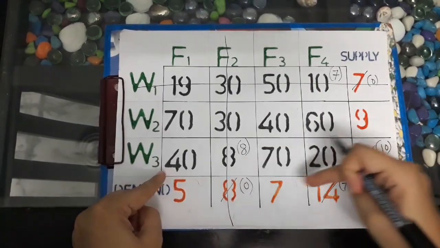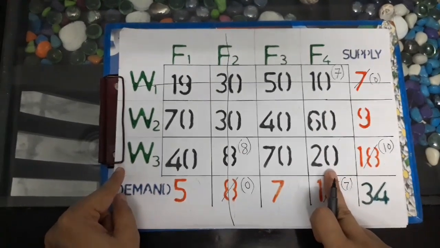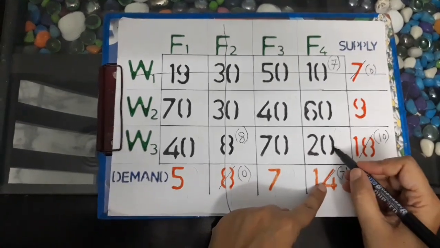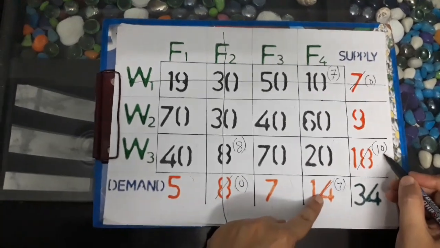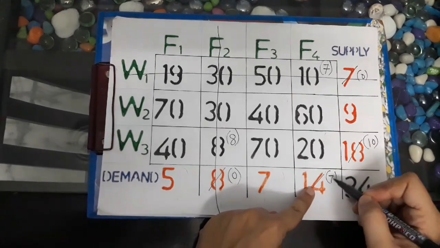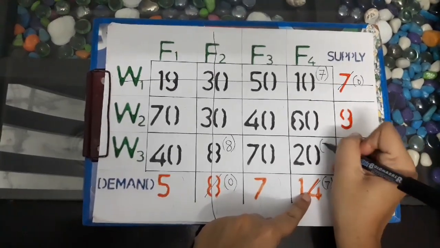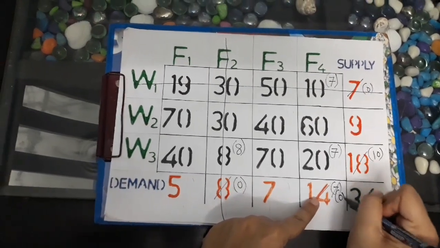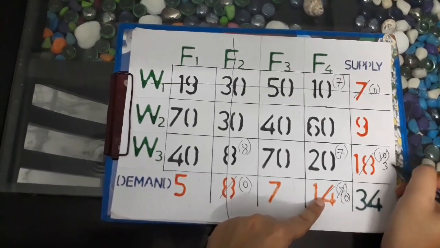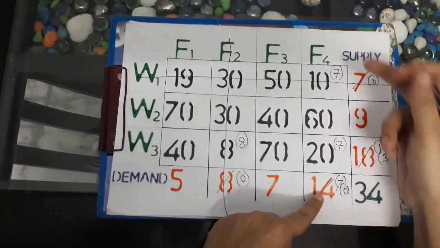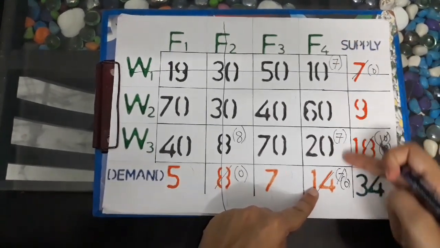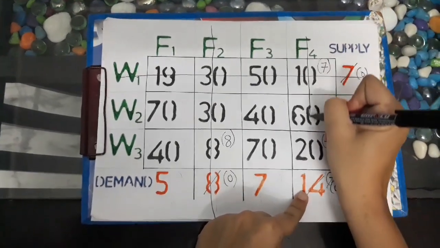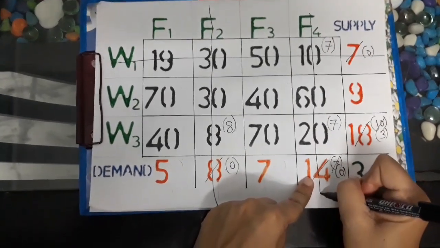Now the next minimum cost is 20. Corresponding to 20, the demand is 7 whereas the supply is 10. Minimum of 7 and 10 is 7, so we allot 7 over here. So this becomes 0 and here 3 units are left. Since the demand of F4 is now 0, it is fulfilled. So we cancel this column of F4.